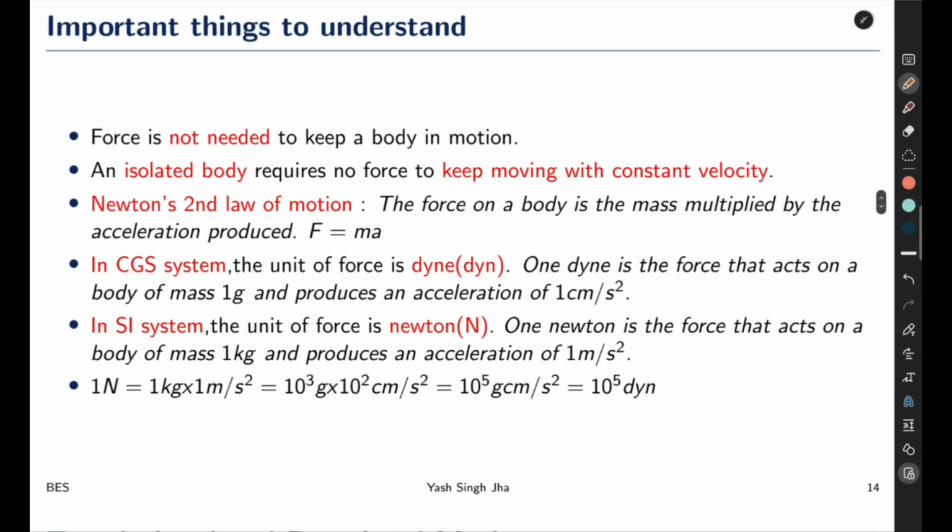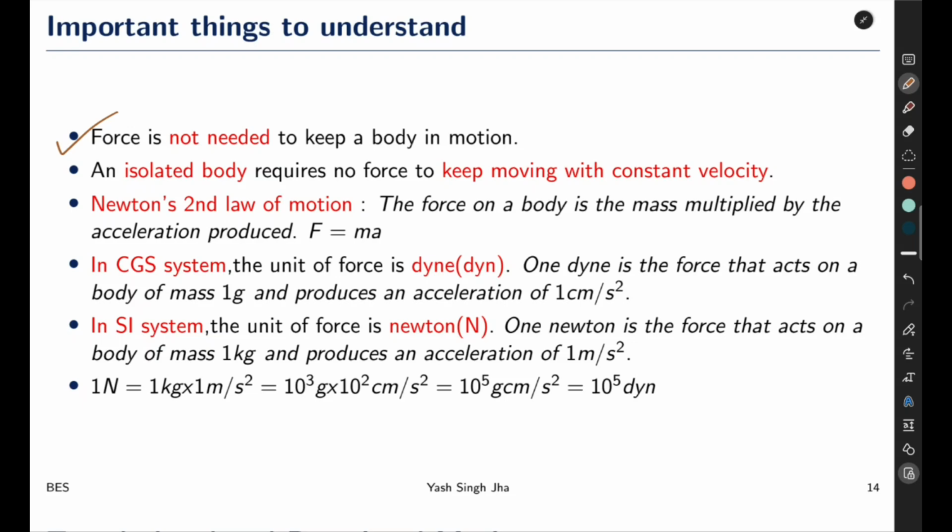There are certain important things to understand. First, force is not needed to keep a body in motion. Why is this important to understand? Because it is something that practically we cannot relate to. Whenever we put a force, the body moves. When the force is removed, the body stops. This is what our experience is.